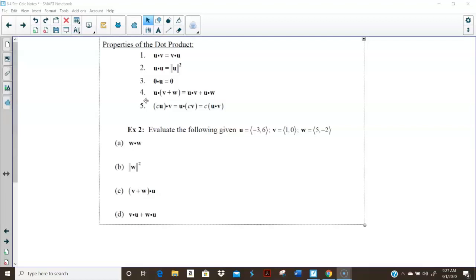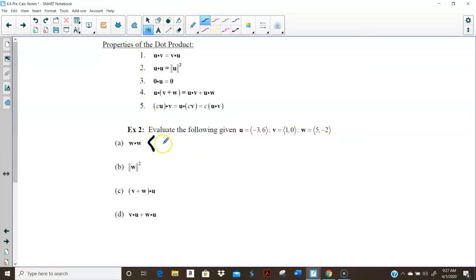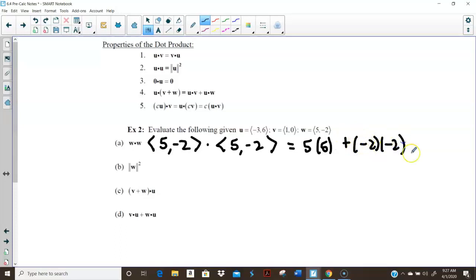Looking at example 2, we're going to start with w dot w. If you look at what vector w is, it's 5, -2. So we're going to do 5, -2 dot 5, -2. According to the dot product formula, this is going to give you 5 times 5 plus -2 times -2, and that's going to equal 29.